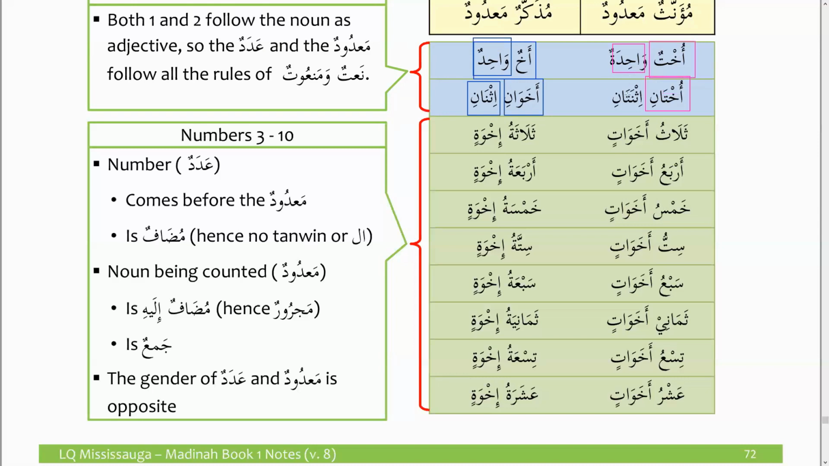For numbers 1 and 2, it'll be the same gender. But here, if this is masculine, these are all masculine, right? Then the numbers will come feminine, feminine, feminine. Opposite in gender for 3 to 10.